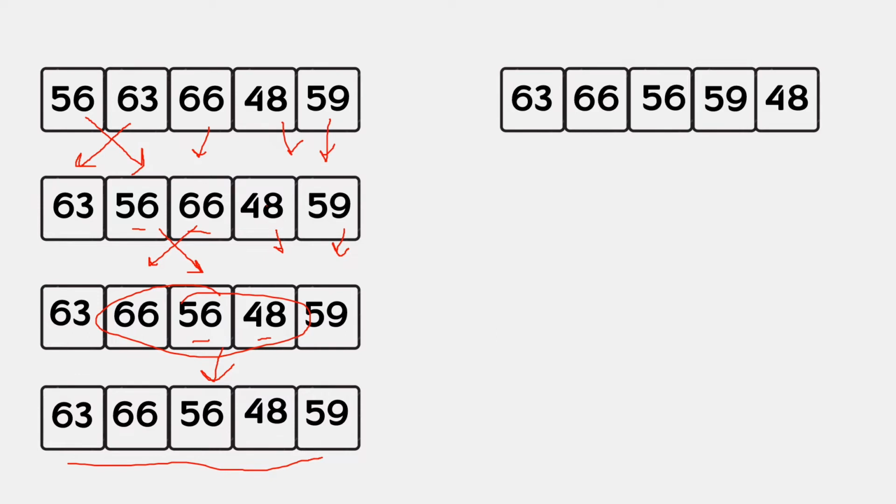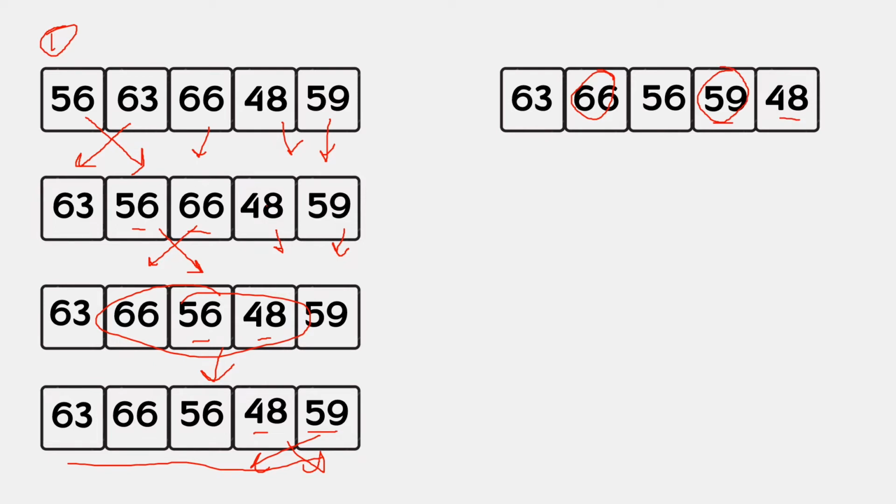So next, we look at 48 and 59. 48 is lesser, 59 is greater, so we need to swap the numbers. So we have this, 59 and 48 already swapped. Okay, we have done the first part, but we are not done yet because 66 and 59 are not in descending order yet.